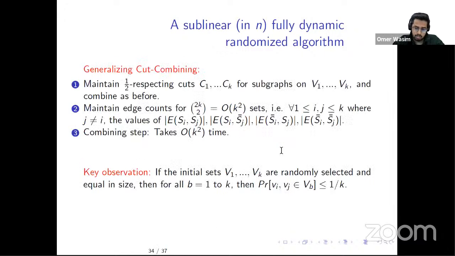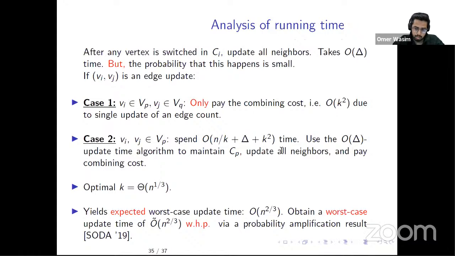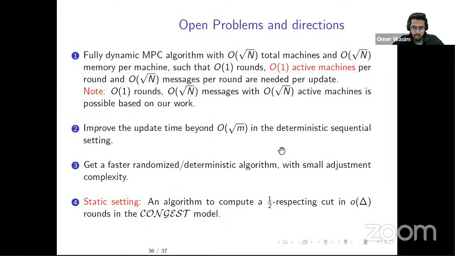And this actually gives us a sublinear update time of n to the 2/3 with high probability. However, this only holds for an oblivious adversary, in that the adversary fixes the whole sequence of edge updates in advance. So I'd just like to go through some open problems.